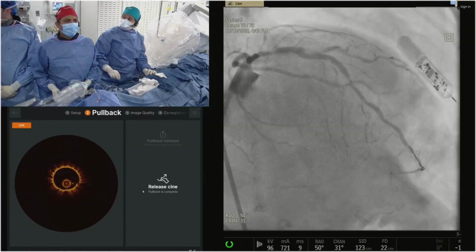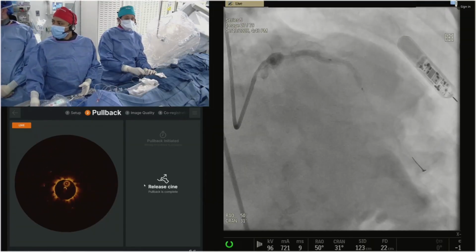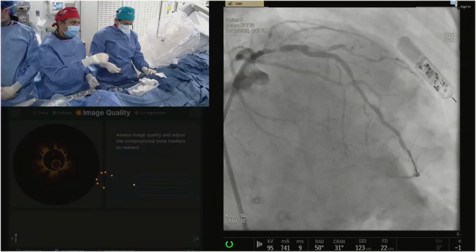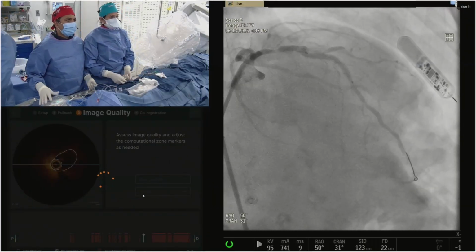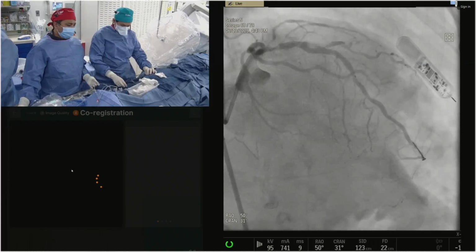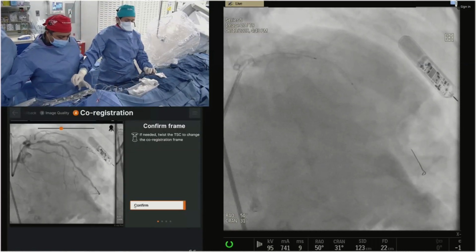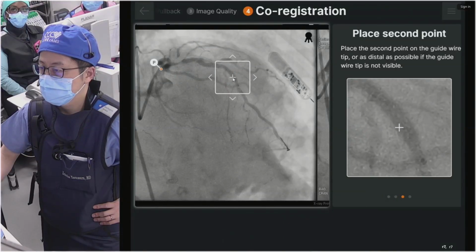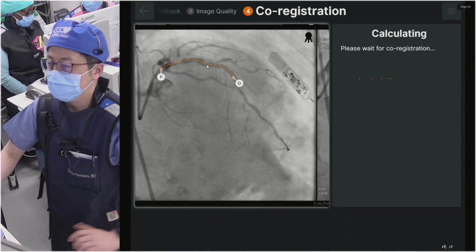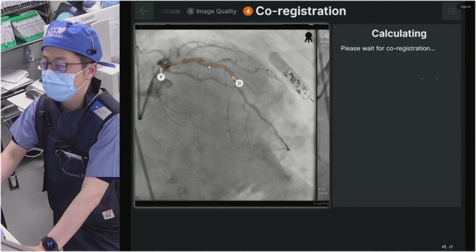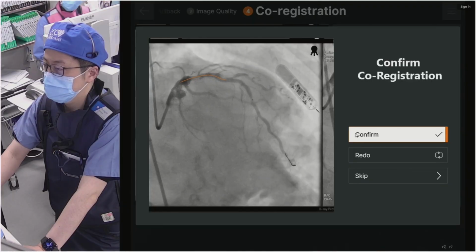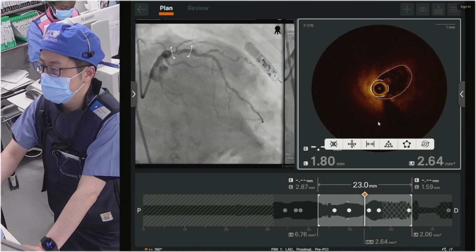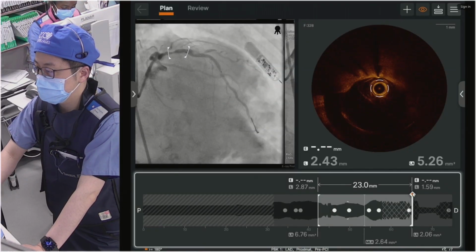Is there any prior stent? It looks like it's all calcium? 1 second, please, sorry. No, a little bit more. Flush it. Okay, angiocorrelation. Okay, start of the pullback.